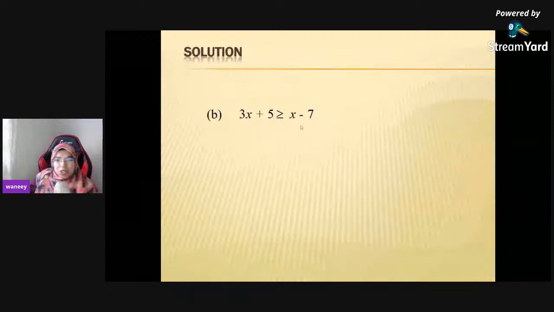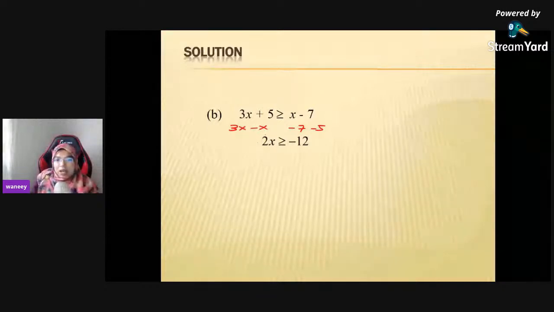Okay, so now what should we do? So I have x, so let us bring the x to the left hand side and the numbers to the right hand side. Okay, so what we will have is 2x greater than or equal to -12, because over here we have -7, -5, and this is 3x minus x.